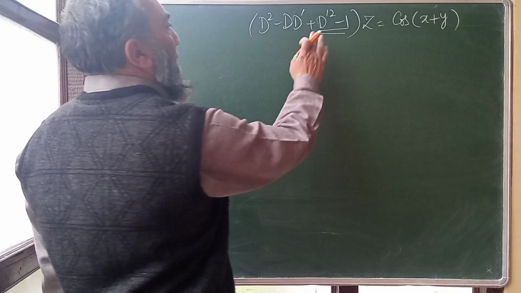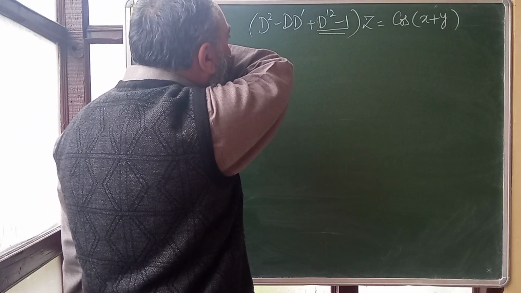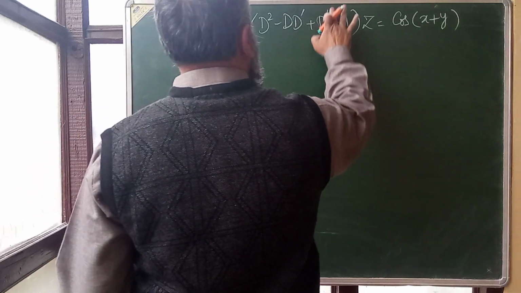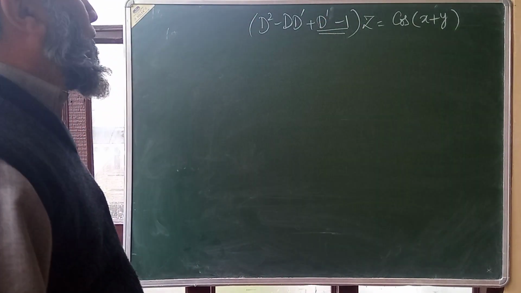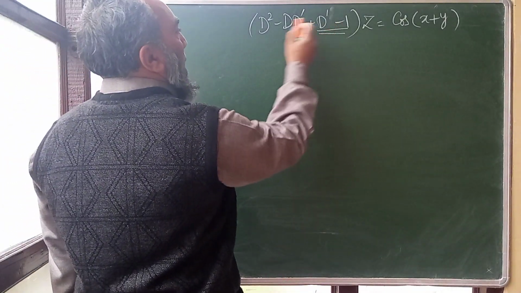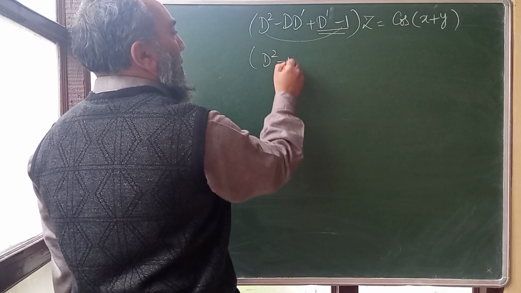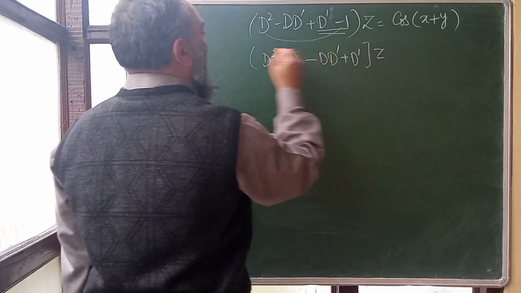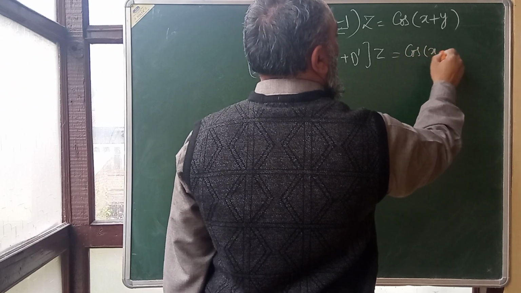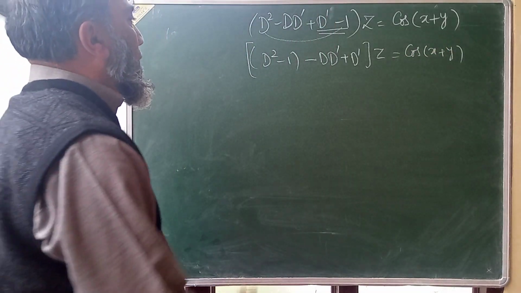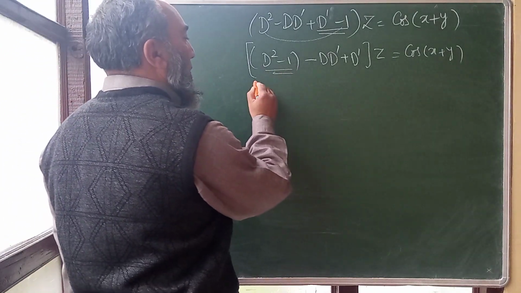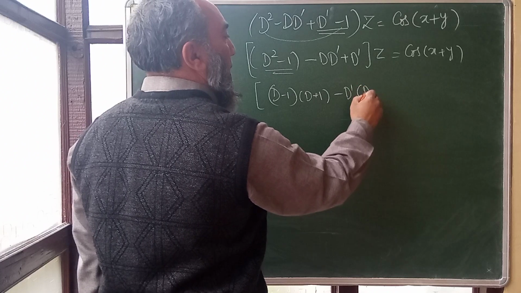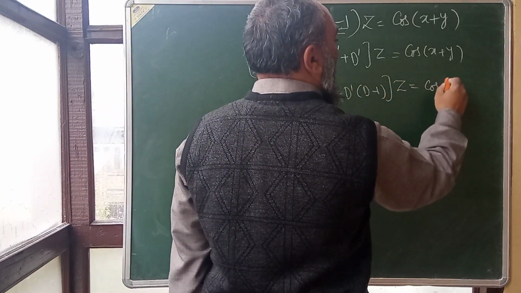So what I have to do is let me take these two together. This is D² − 1 − DD′ + D′ operating on z equal to cos of x plus y. Now what I will get, this is D² − 1. What is that? (D − 1)(D + 1). Let me take D′ common, minus D′, this is (D − 1). Operating on z equal to cos of x plus y.